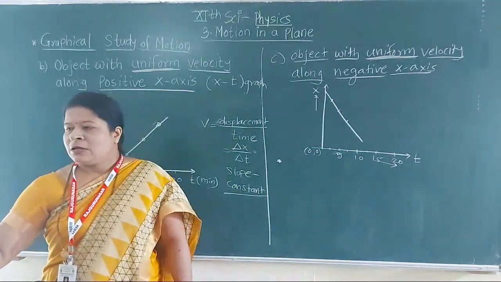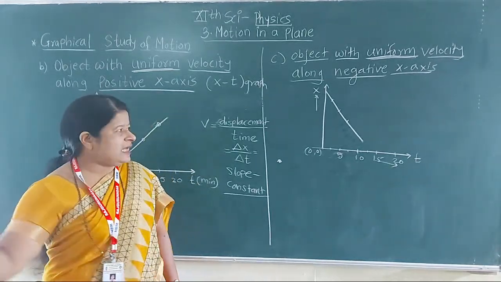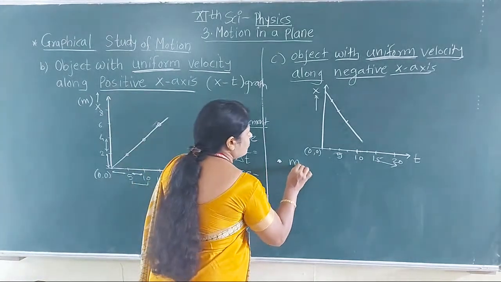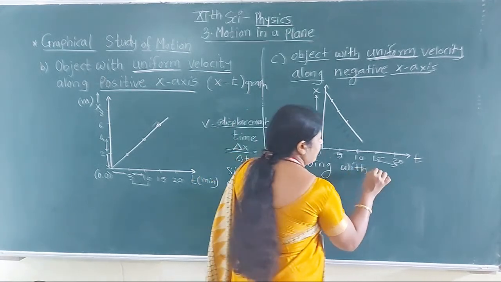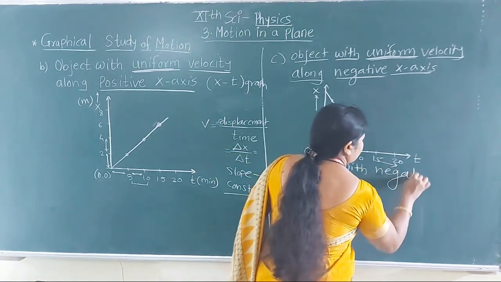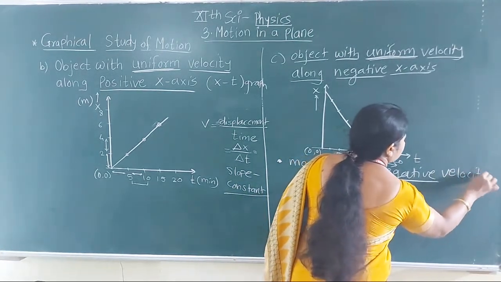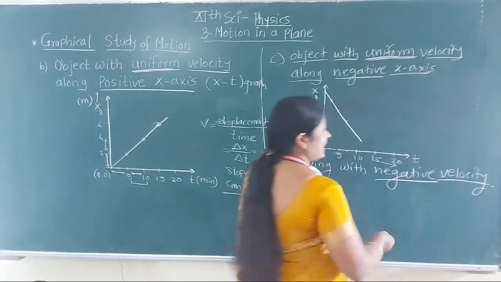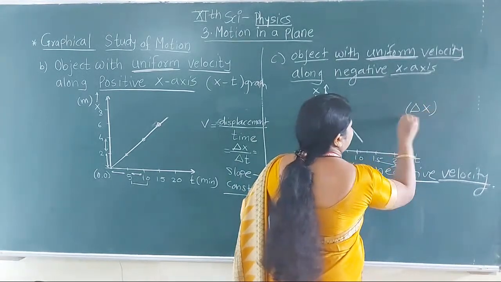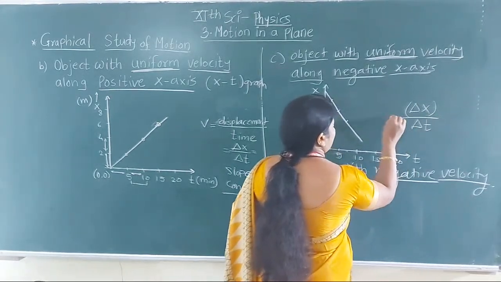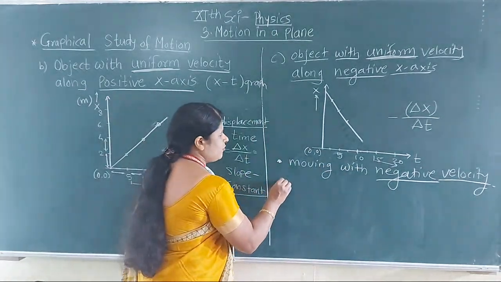First point is this position-time graph of a particle moving with a negative velocity. Moving with negative velocity. Because it is along the negative x-axis, the displacement delta x divided by time gives us minus. So, moving with a negative velocity.